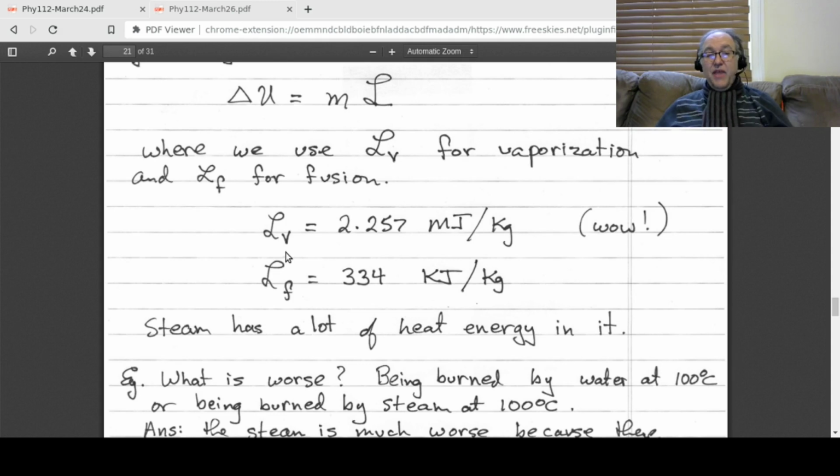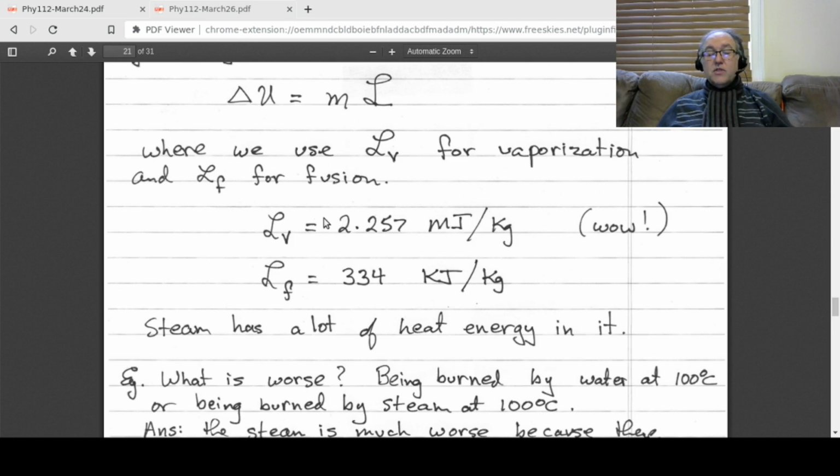The latent heat of vaporization for water is 2.257 megajoules per kilogram, and the latent heat of fusion for water is 334 kilojoules per kilogram. Notice there's no per degree Celsius because the temperature remains 0 degrees for the fusion and 100 degrees for the vaporization. By the way, this is a remarkably big number.